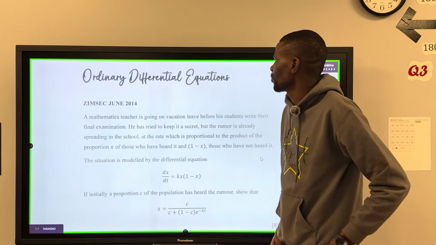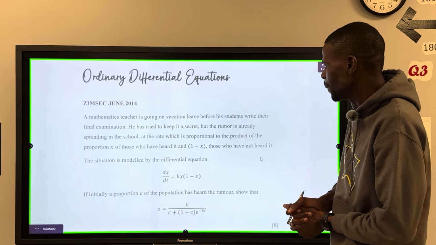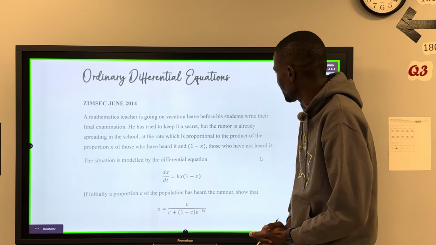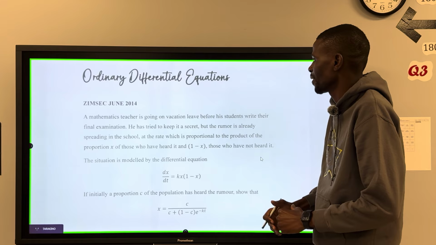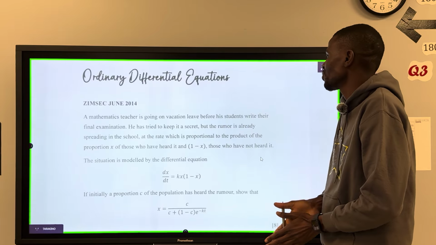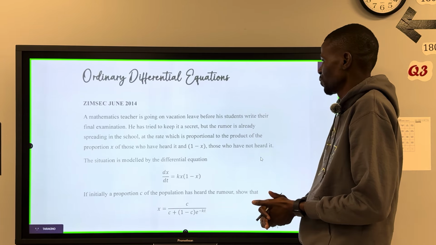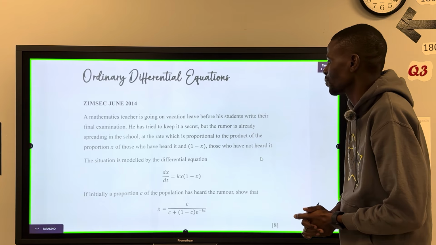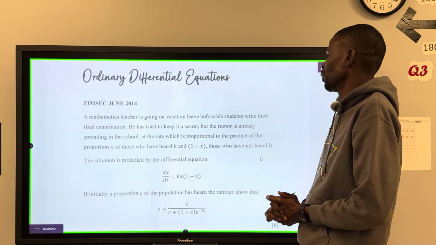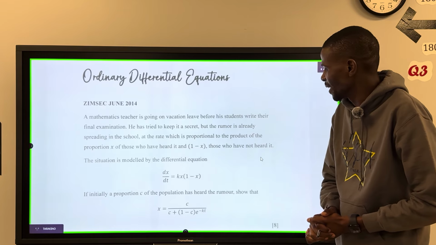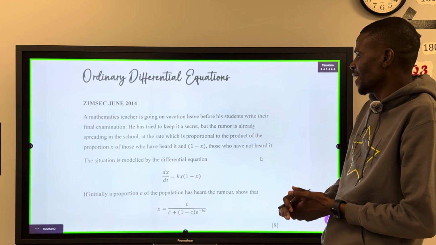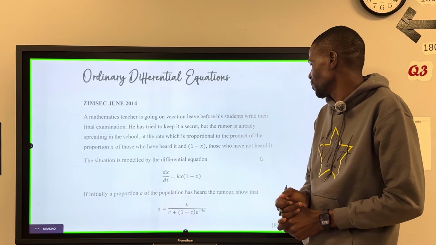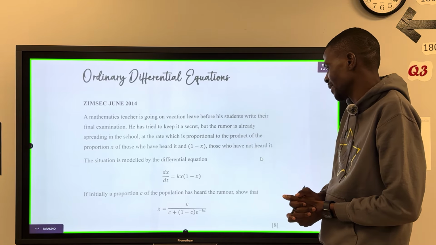Okay, we have a problem on ordinary differential equations. We are told that a mathematics teacher is going on vacation leave before his students write their final examination. He has tried to keep it a secret, but the rumor is already spreading in the school at a rate which is proportional to the product of the proportion x of those who have heard it and 1 minus x, those who have not heard it. The situation is modeled by the differential equation dx/dt = kx(1 - x).